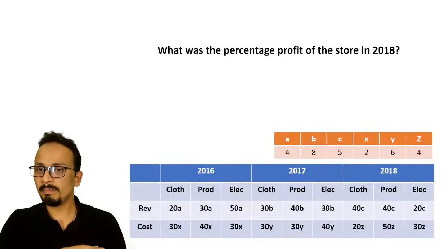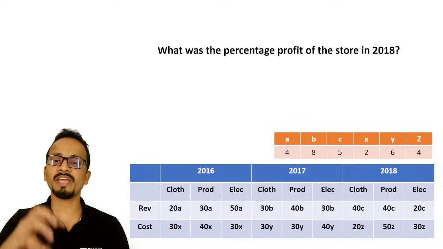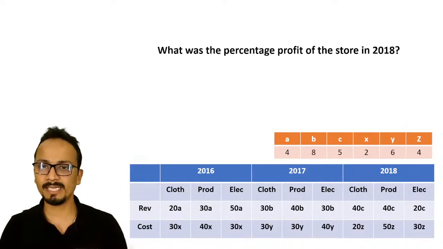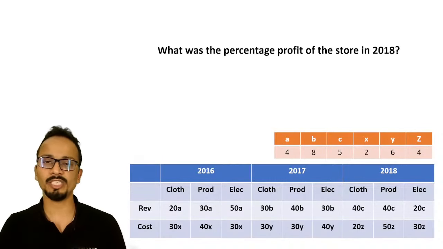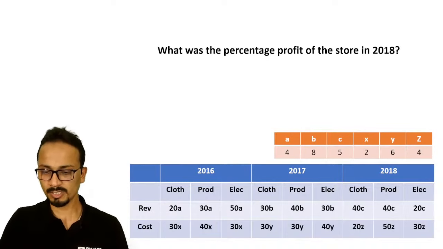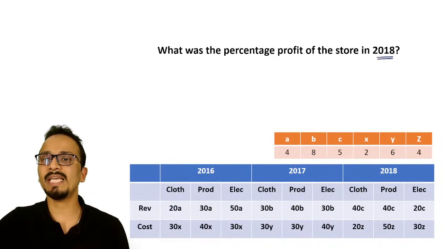So I have made the table at the bottom where the values are written in the form of A, B, C, X, Y and Z, and the relation between A, B, C, X, Y, Z is also mentioned in one of the small tables. Alright, so let's look at these questions. What was the profit percentage of the store in 2018?